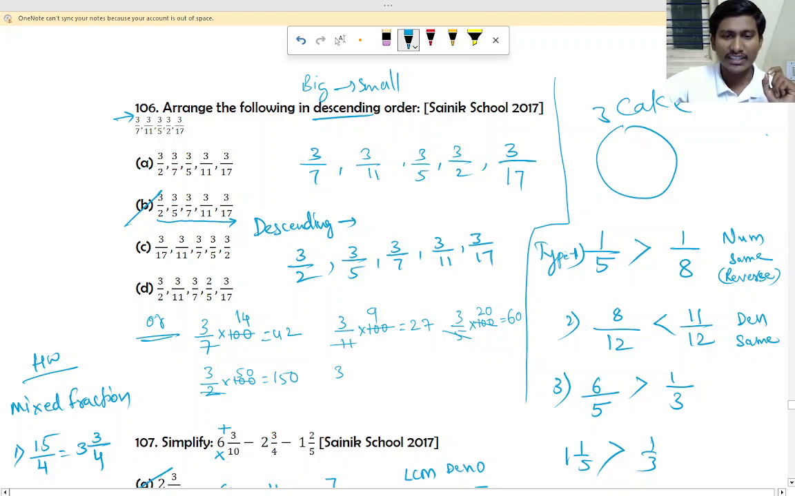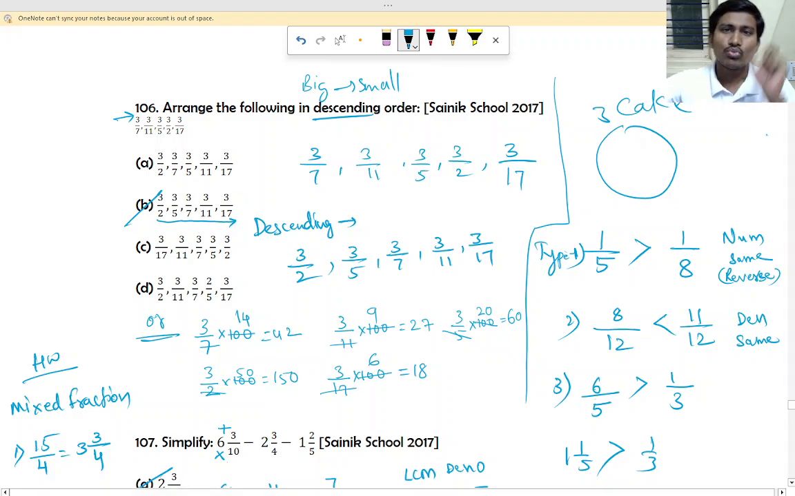So 3 by 17 is there, right? 17 into 100. 17 fives are 85. 17 sixes are how much? 102. Nearly 100. You take it as 6 only, so 3 sixes are 18. I have an easy trick. Wait, I will come to that. So 3 sixes are 18, right?